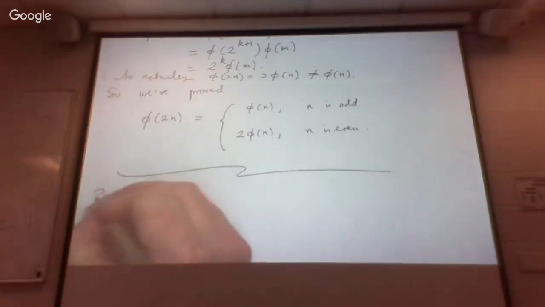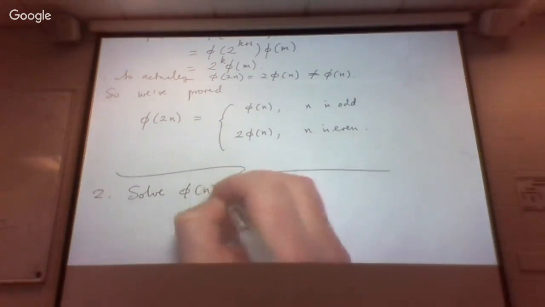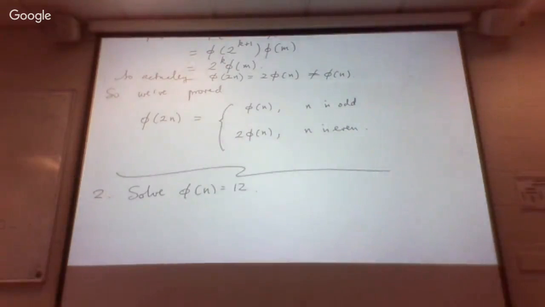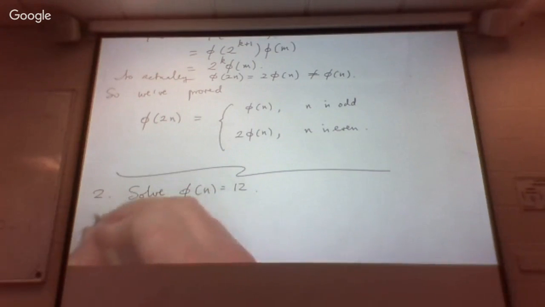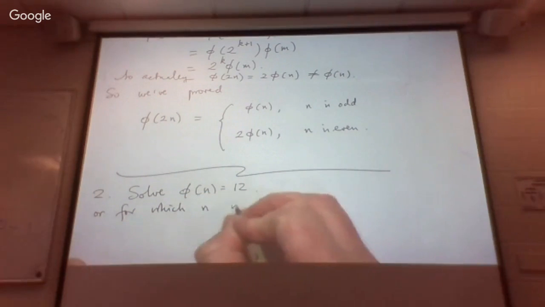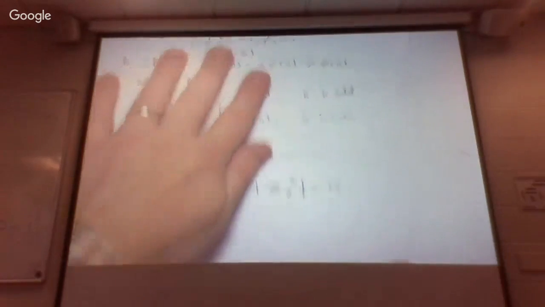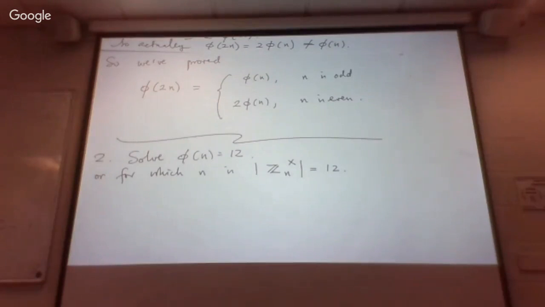Okay, let's look at the second question. So the second question is solve phi of n equals 12. Short and sweet. Find all integers such that phi of n equals 12. Or in other words, another way of phrasing it, for which integers n is the order of the multiplicative group of congruence classes modulo n equal to 12? Are there any such n or not?